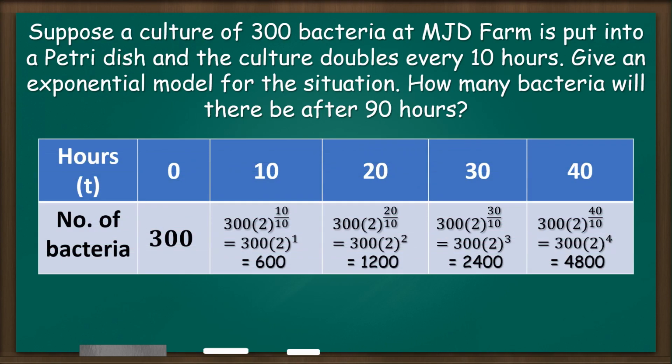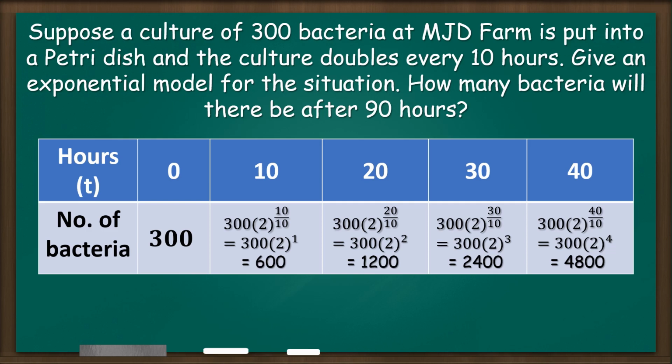At 0 hours, we have the number of bacteria that is 300. At 10 hours, we have a computation that is 300 multiplied to 2 raised to 10 all over 10. Simplifying our exponent, we will have 300 multiplied to 2 raised to 1. Simplifying our term, we have the answer that is 600. We have number of bacteria of 600.